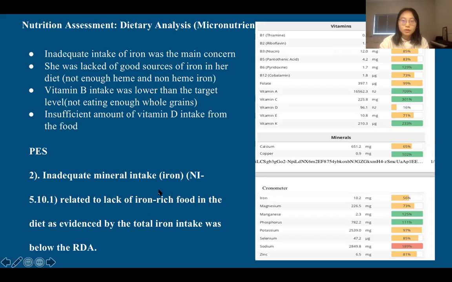For her micronutrient analysis, she is not meeting her iron requirements. She also had her vitamin B intake lower than the target level, and she also has an insufficient amount of vitamin D intake, primarily because she is not consuming enough dairy products. Since the main issue here is that she has GI bleeding and concern for iron deficiency anemia, the micronutrient focus here will be on iron. So the second PES statement for her is inadequate mineral intake for iron related to lack of iron-rich food in the diet, as evidenced by the total iron intake being below the RDA.